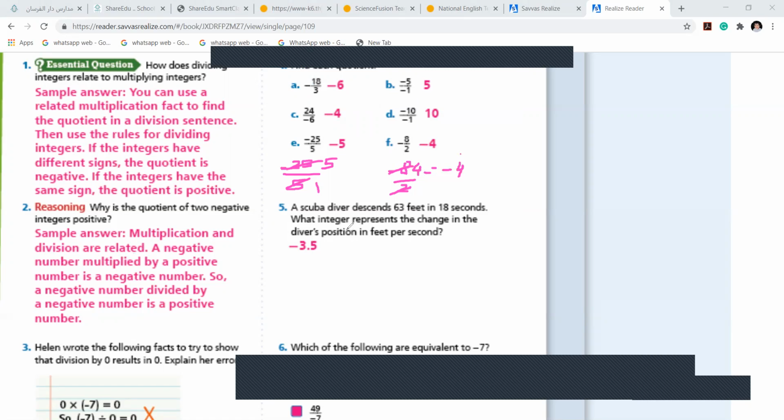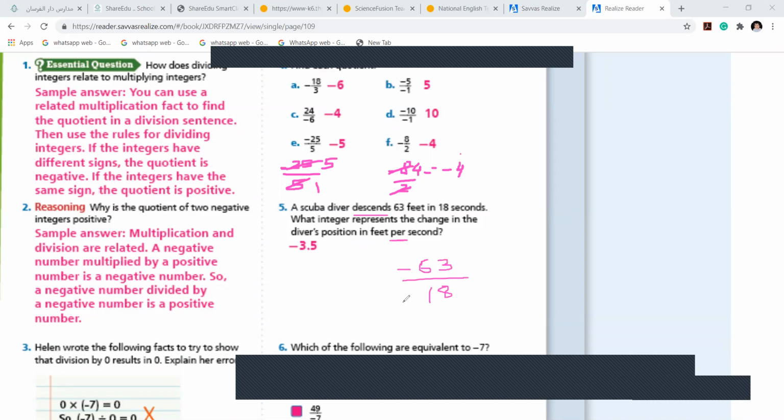All right. A scuba diver descends. What is the meaning of descends, girls? Minus 63, right? Yes, because it is descend. Descend means coming down, in 18 seconds. In how many seconds? In 18 seconds. What integer represents the change in the diver's position per second? Per second means in each second, 1 second. So it means I have to divide 63 by 18.